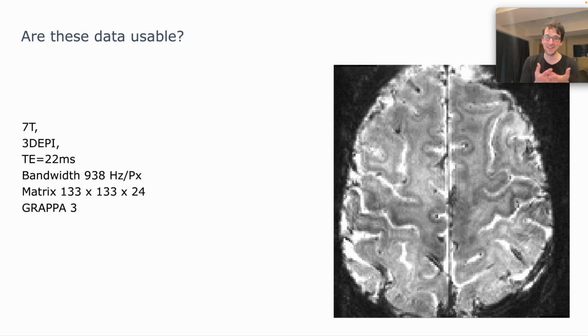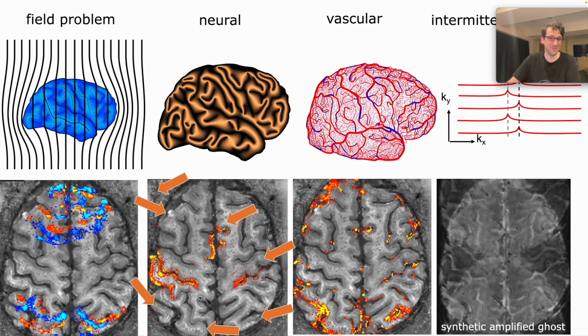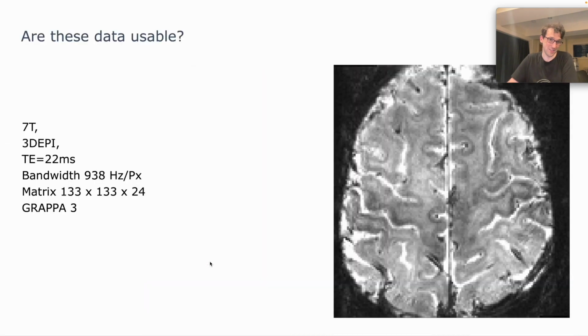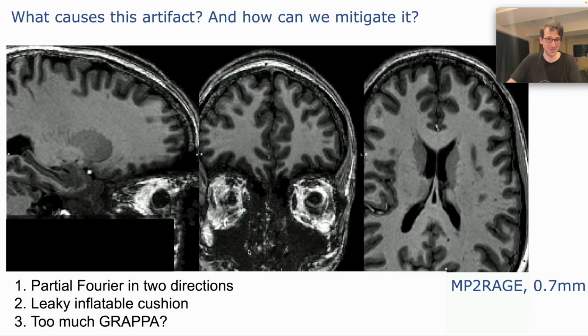And in my opinion, I think this data set is still usable. In fact, we saw that we have nice neural components visible there. So I think the proof is in the pudding. If it's usable, it's usable.